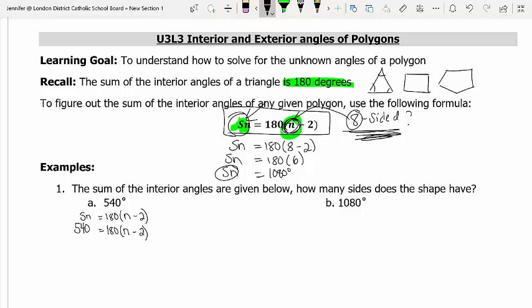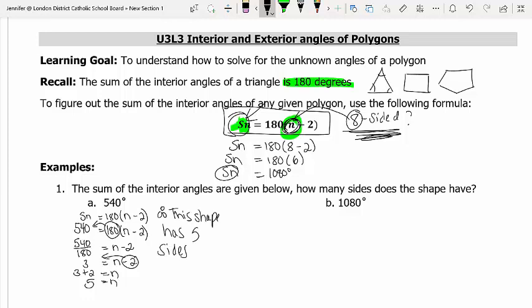Now we need to solve for n. So I'm going to get rid of the 180 first. So right now it's 180 times n minus 2. So if I bring it to the other side, it becomes divide by 180. Now I'm going to bring over the minus 2 to the other side, and it turns into plus 2. Therefore, this shape has 5 sides. We call that a pentagon. Alright, let's try part B.